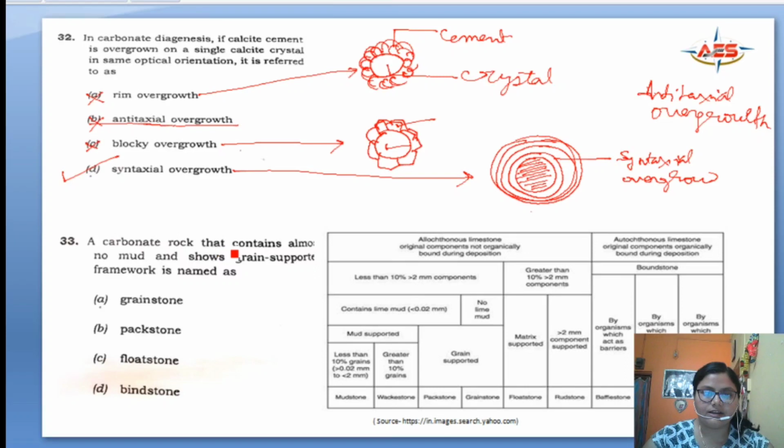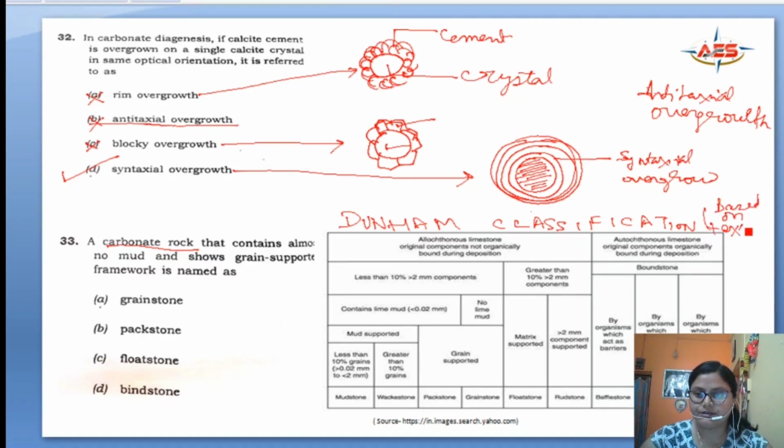Question number 33 देखिए. A carbonate rock that contains almost no mud and shows grain supported framework is named as grainstone, packstone, floatstone, bindstone. Okay, अब क्या है? कार्बोनेट रॉक के लिए हमें एक क्लासिफिकेशन दिया गया है which we know as the Dunham classification. In the case of Dunham classification, it is mainly based on texture. Here we have different terms like the mudstone, wackestone, packstone, grainstone, floatstone, rudstone, bafflestone, bindstone and framestone, depending upon different parameters. Now, what is a grainstone?